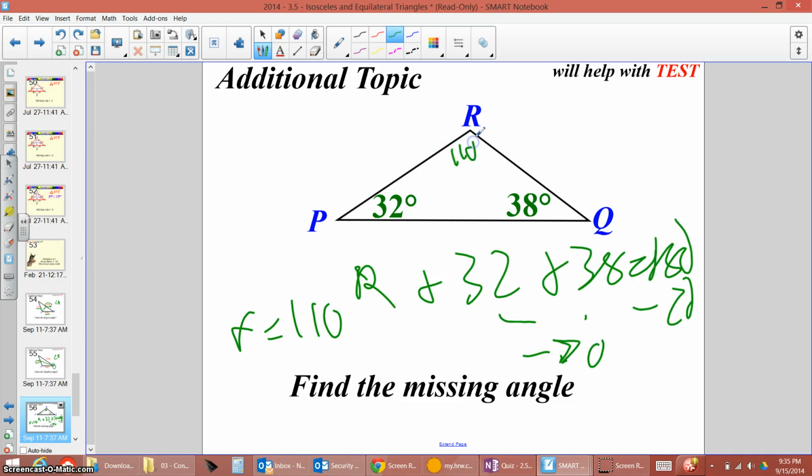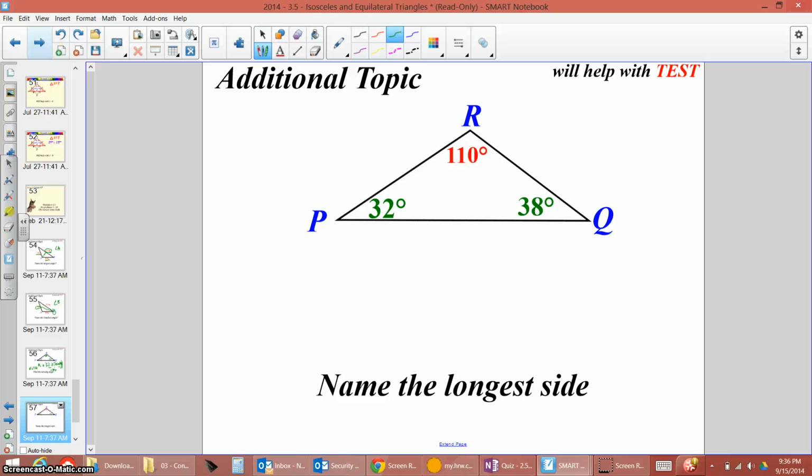We can check our answer. We can say 110 plus 32 plus 38 should equal 180. And it indeed does. So we can use our triangle sum theorem to solve for missing angles.